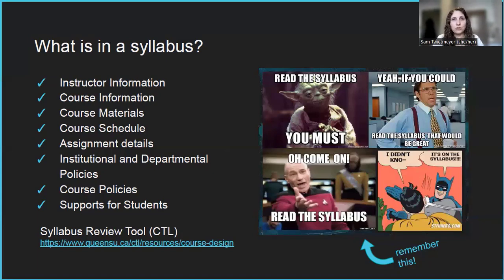A really great way to make sure that you've got all the essential elements is to use the Center for Teaching and Learning syllabus review tool. I have the link listed here if you can read it. If you go to the CTL, to their resources bank, it's there, and it should not be too difficult to find.